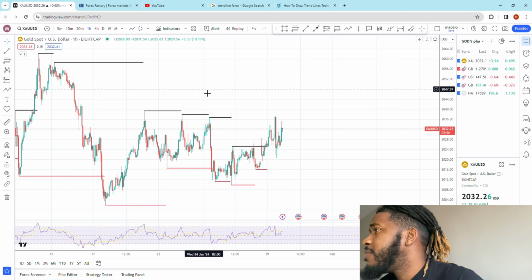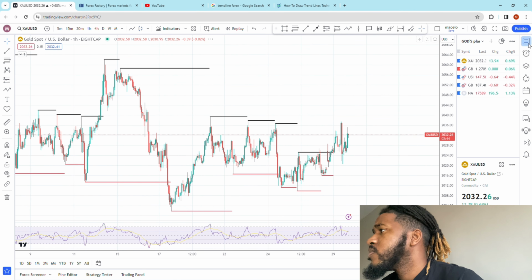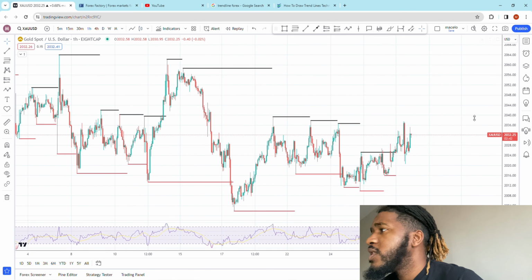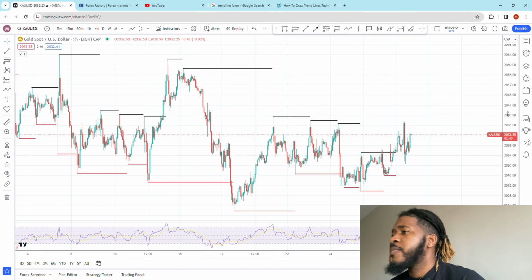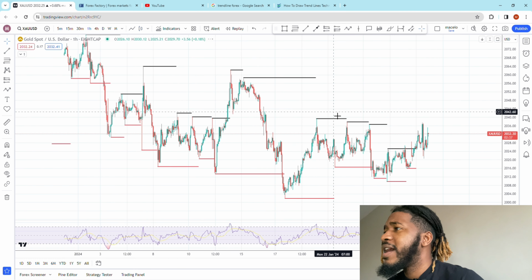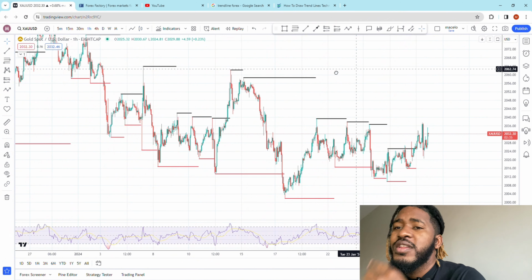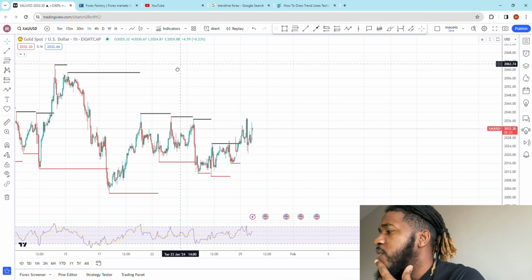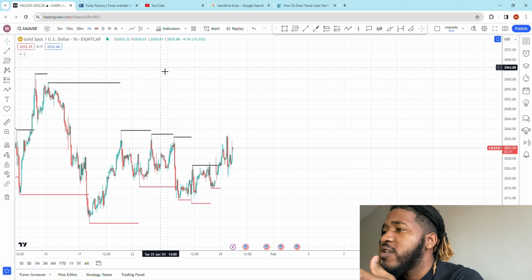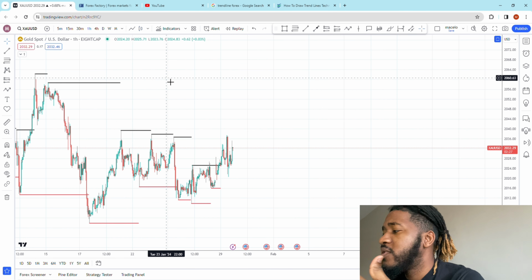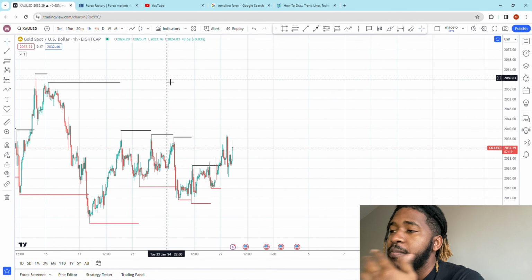So I'm on a blank chart right now. This is gold at the moment on the 1 hour. So how do we identify a trend line? We first have to understand what a trend line is. A trend line is a line drawn over pivot highs or under pivot lows to show the prevailing direction of price.